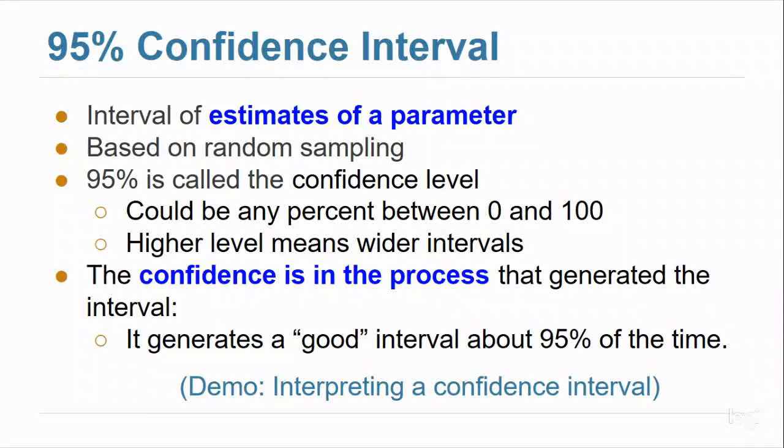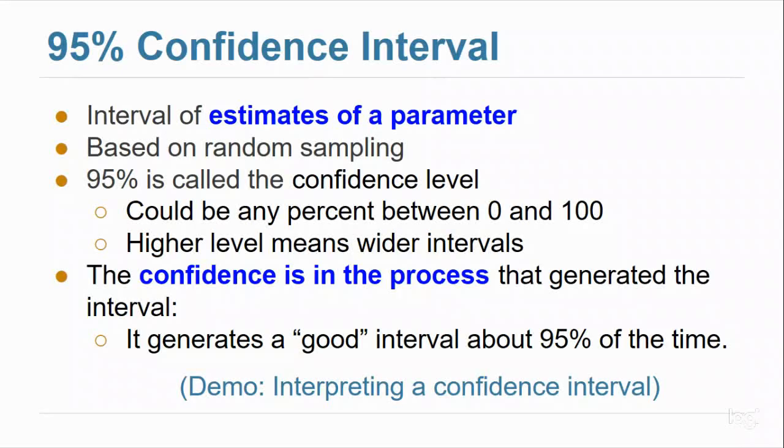What does it mean to have a 95% confidence interval? Well, a 95% confidence interval is an interval of estimates of a parameter. There's a true number, for instance, the true median income for San Francisco City employees, and we hope that our interval is going to contain this number. Our interval is constructed based on random sampling, and 95% is called the confidence level.